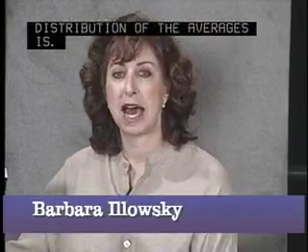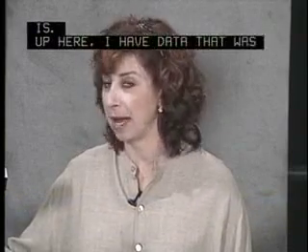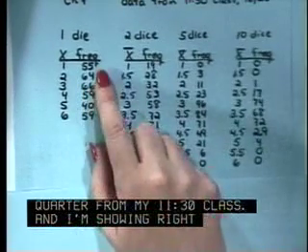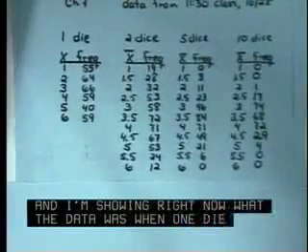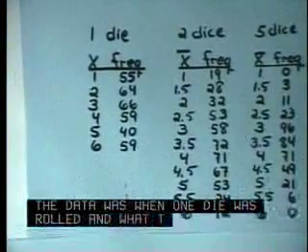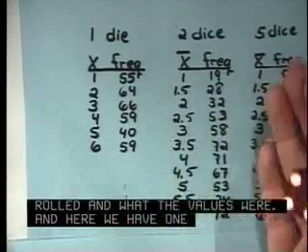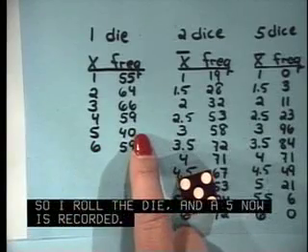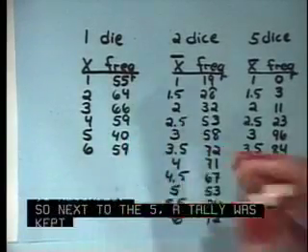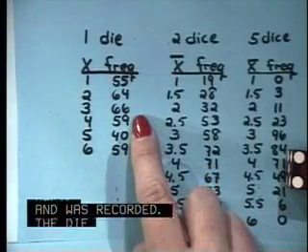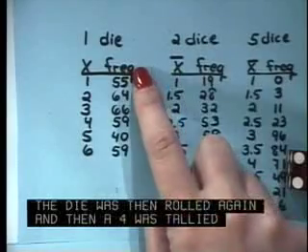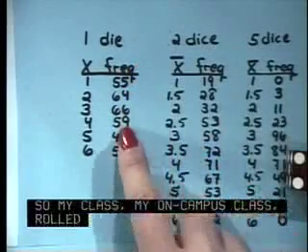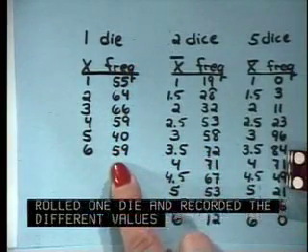Up here, I have data that was collected from a previous quarter from my 1130 class. And I'm showing right now what the data was when one die was rolled and what the values were. And here we have one die being rolled, and so I rolled a die, and a 5 now is recorded. And so next to the 5, a tally was kept and was recorded. The die was then rolled again, and then a 4 was tallied and recorded, and so on. So my on-campus class rolled one die and recorded the different values that they had on the faces.